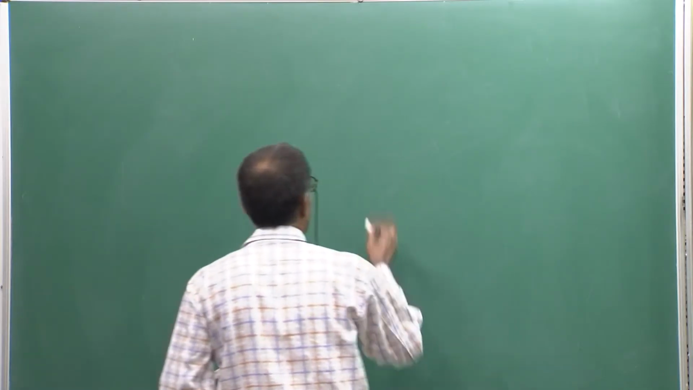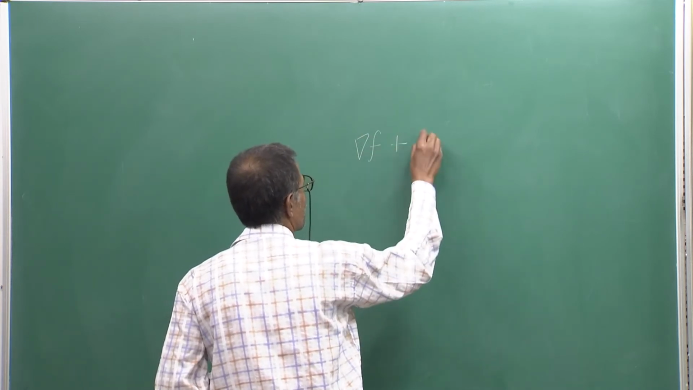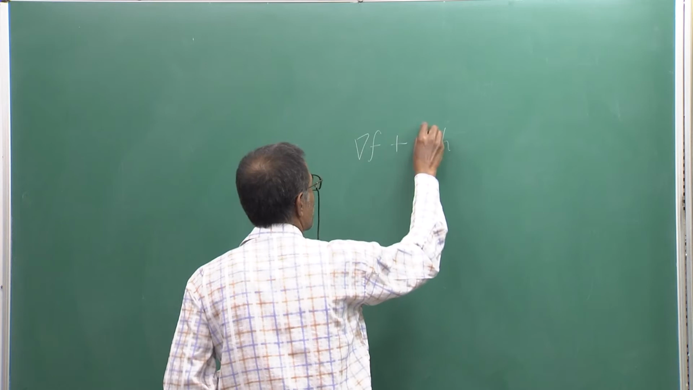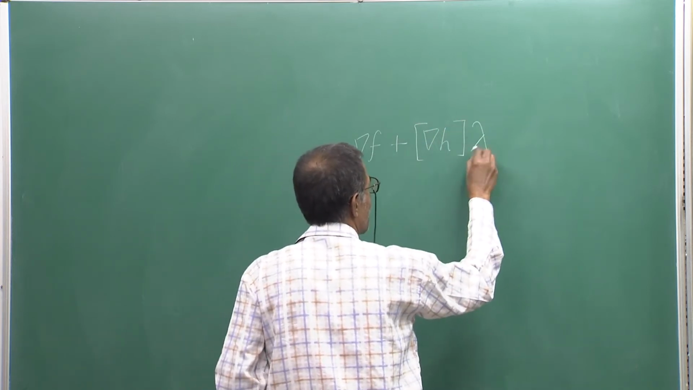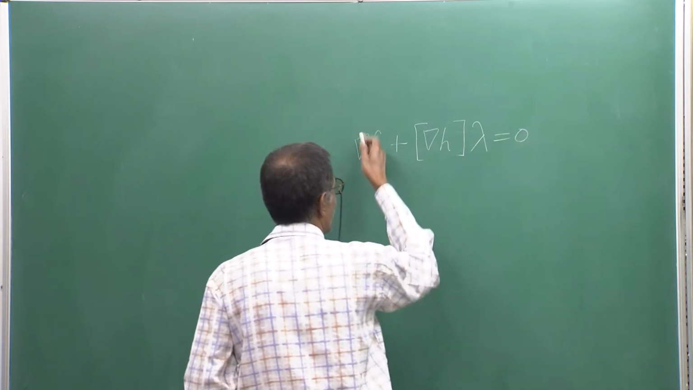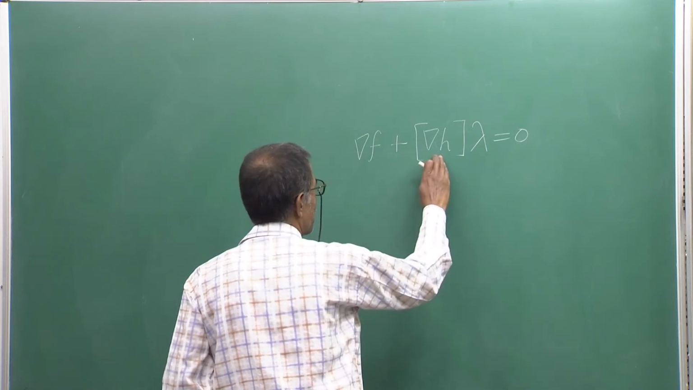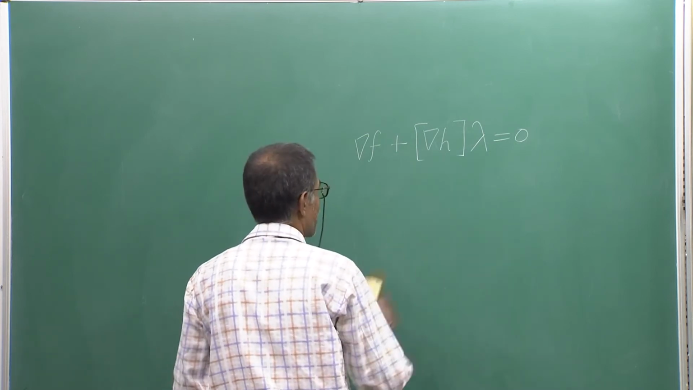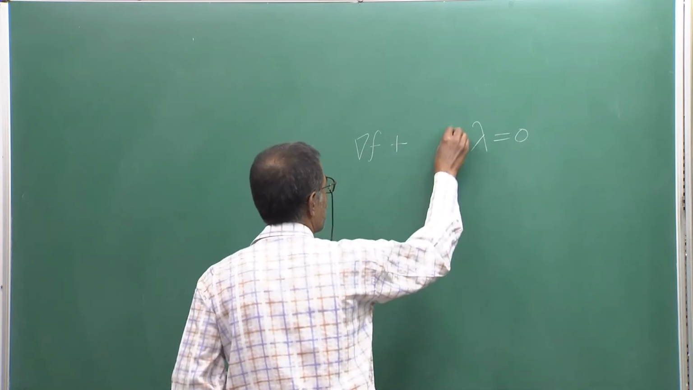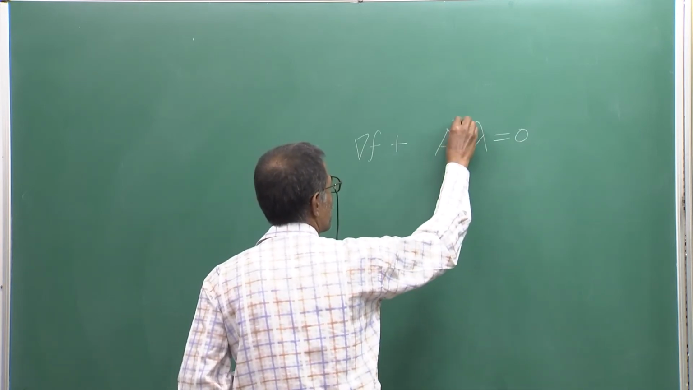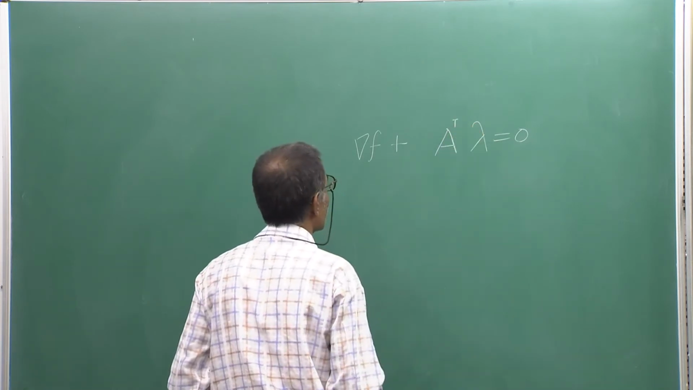You know this grad f plus grad h times lambda equal to 0. This is a vector, this is a matrix, into this is a vector, okay. And grad h is actually A transpose. This list of h has all the genuine equality constraints and active inequality constraints also.